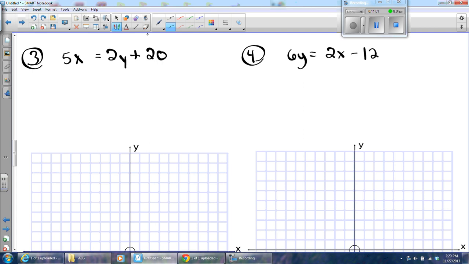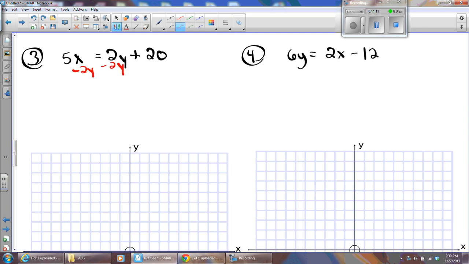The problem with these is they're not in standard form yet. So I'm going to convert them to standard form. I need x and y on the same side, so I'm going to subtract 2y from each side. Okay, so I have 5x minus 2y, and that'll equal 20. And I'm not going to show all the gory details for this. I expect you to be able to do it.